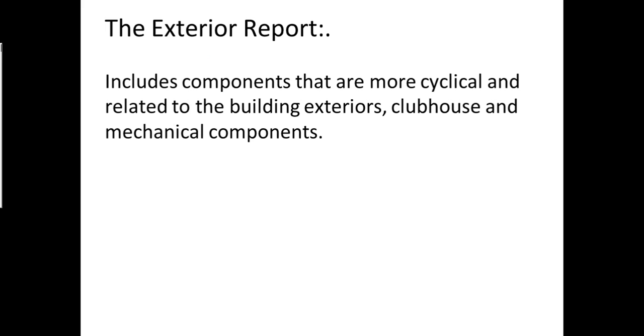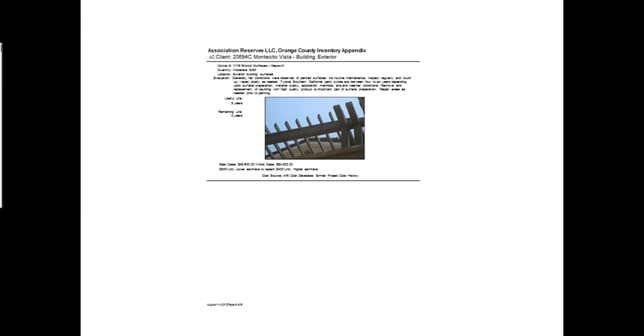Now, the exterior report includes components, as I mentioned before, that are more cyclical and are related to the building exteriors, clubhouse and mechanical components. So roofs, painting, asphalt, pool equipment, stuff like pool filters and pool heaters. And you'll find these have a similar inventory.